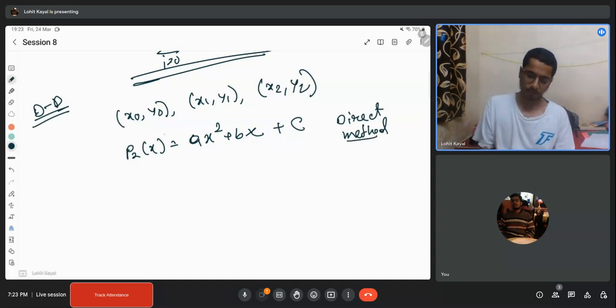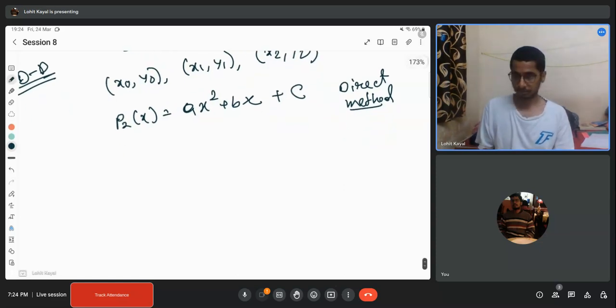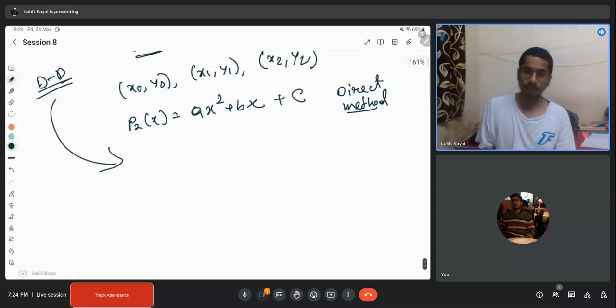I have three unknowns. If I put the value of x naught, a x naught square plus b x naught plus c will be equal to y naught, and similarly for x1 and x2. So finally we will have three unknowns and three equations, so I can solve this. This is the basic idea. But in order to solve it, I need to solve three simultaneous equations. But the question is, is there any other way by which we can simplify our task? Here comes the divided difference formula.